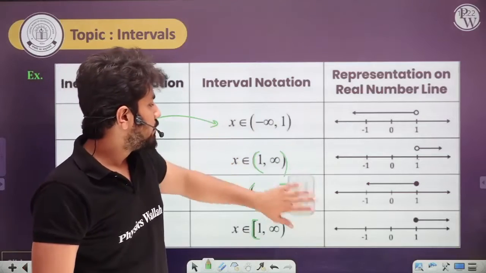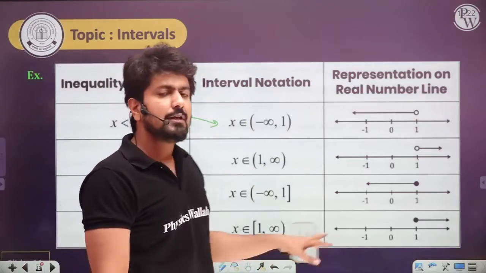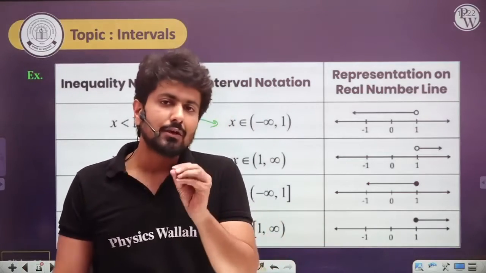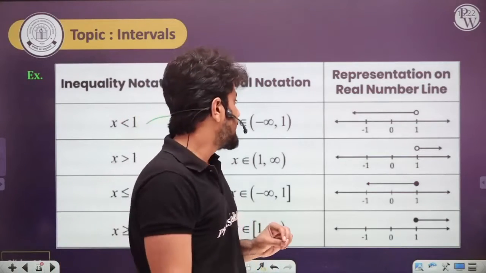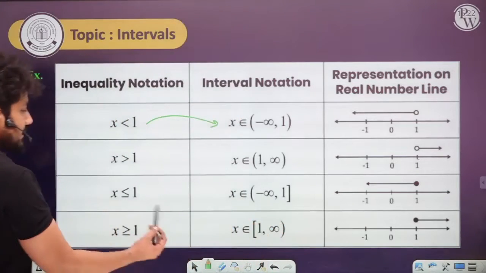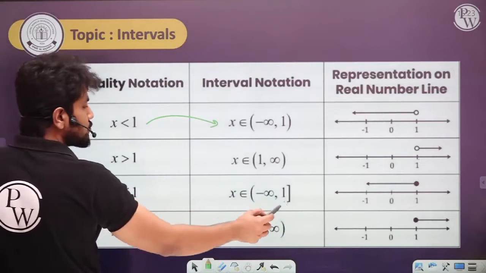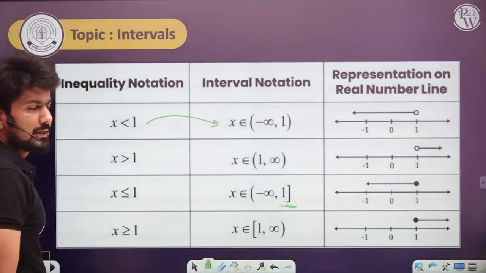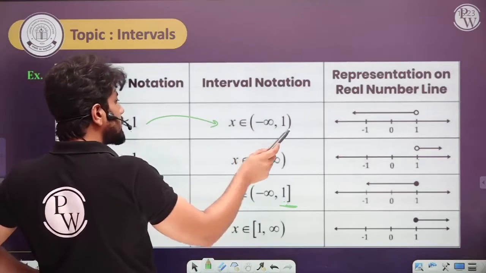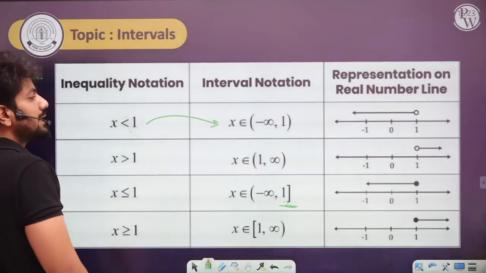Basically, where do we use close bracket? We use close bracket when we want to include that number. Suppose I want to include 1. In the third part, I want to include 1 also: X less than or equal to 1. So I am using close bracket over here. In the first part, I don't want to include 1, so there is an open bracket.